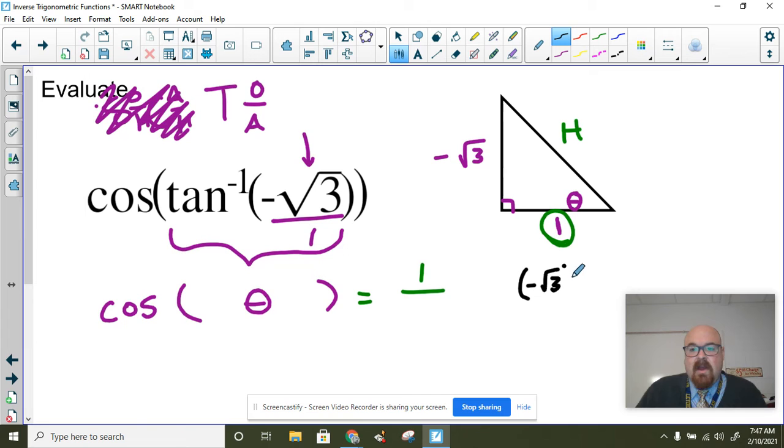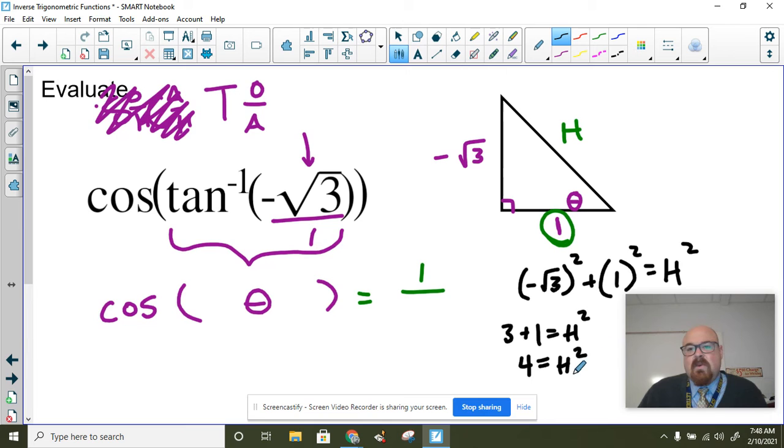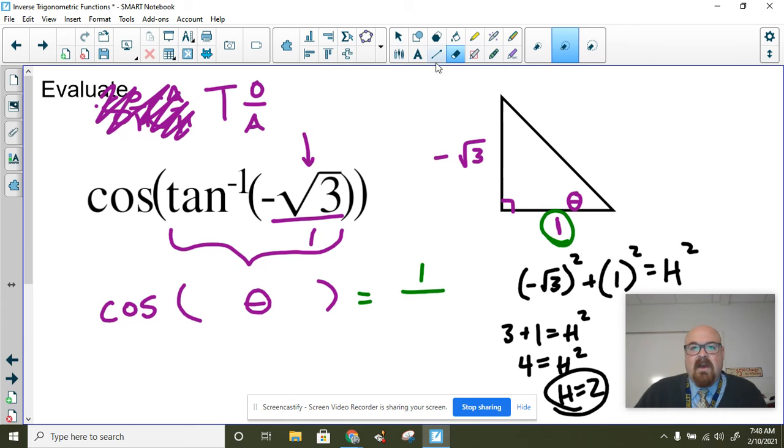We can take negative radical 3 and square it. We can take 1 and square it and set that equal to h squared. When we square a negative number, it becomes positive. When we square a radical, it goes away. So we have 3 plus 1 squared, which is 1, is equal to h squared. So we get 4 is equal to h squared, and h is therefore equal to 2. So this value is 2.